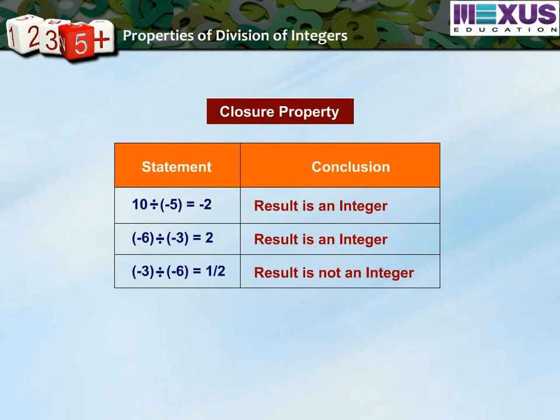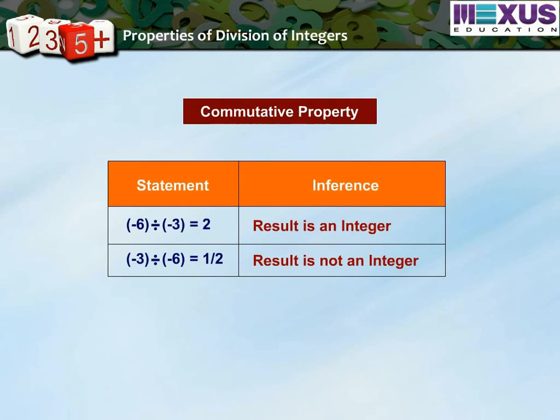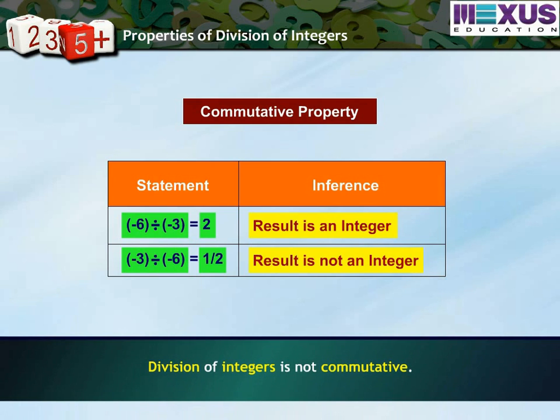Let us now check the properties of division, if we see in the following table. In the third case, we do not get the result as an integer. Therefore, we can say integers are not closed under division. Let's check whether division is commutative or not. If we see in this table, we notice that if the order of integers is changed, the result is not the same. Hence, we can say that division of integers is not commutative.